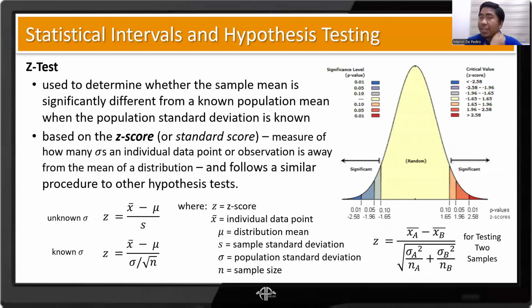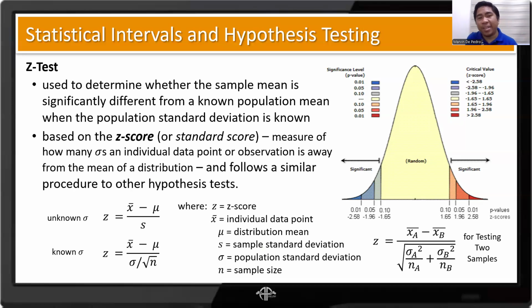We can understand more about those things that we mentioned by first having a more specific example. First, in terms of the z-test: the z-test is used to determine whether the sample mean is significantly different from a known population mean when the population standard deviation is known. We usually base it on the z-score, also known as the standard score.